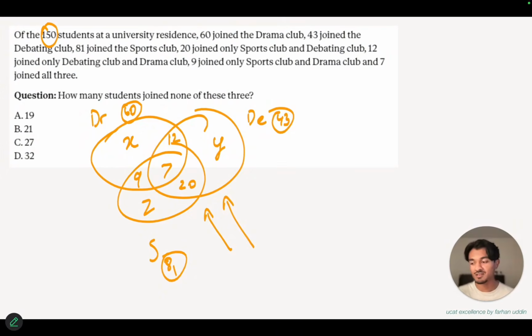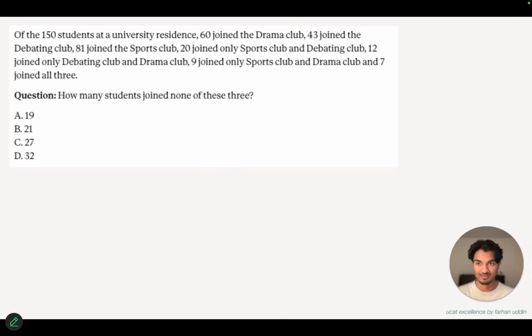And this is where that maths method comes in really handy, because you can use all the numbers in front of you and then just get to the answer. So if we just added up the drama, the debating, and the sports, 60 plus 43 plus 81, then we're going to double count and triple count some numbers. So that's going to be more than the total in the Venn diagram we're looking for.